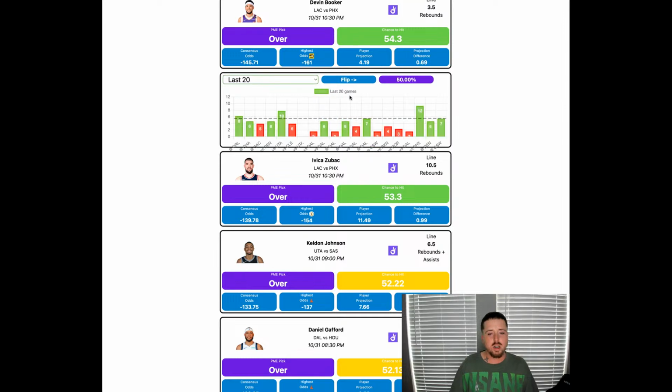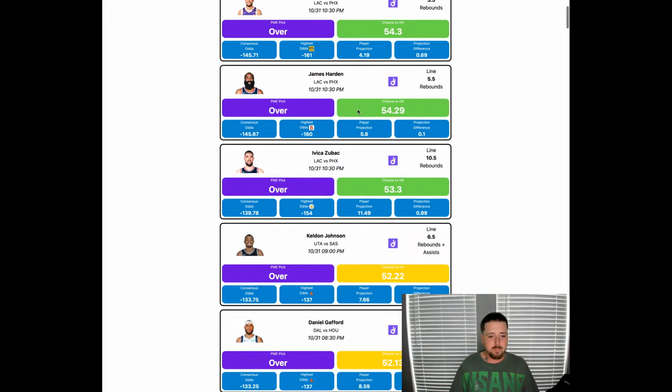James Harden over 5.5 rebounds on Dabble. 54% chance to hit. Minus 145 consensus odds on the over. Gets as high as minus 160 on Bovada. And a projection of 5.6. So the over 5.5 rebounds on Harden. He's hit it over 50%.